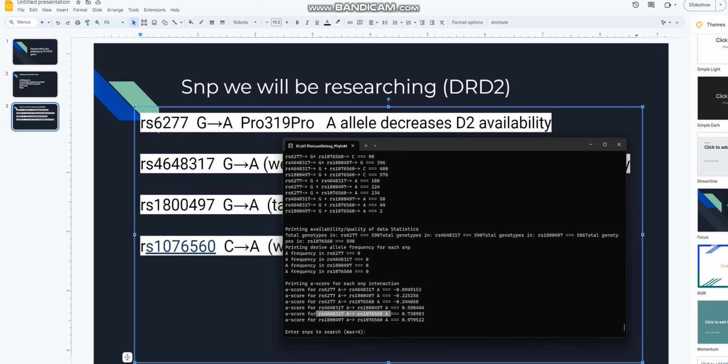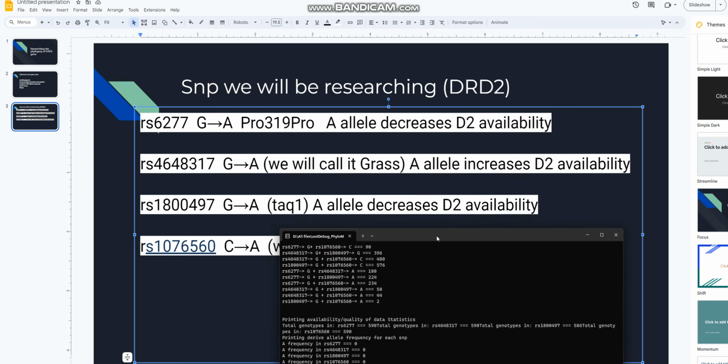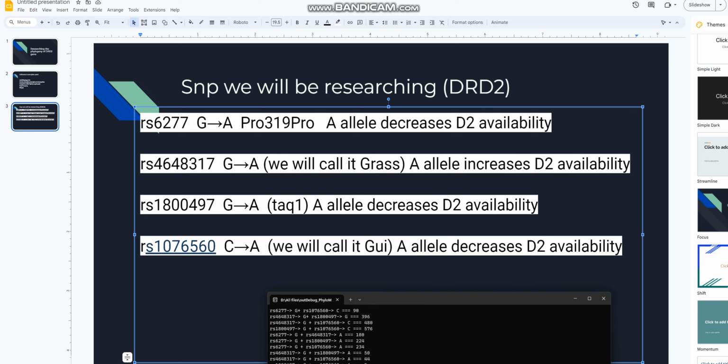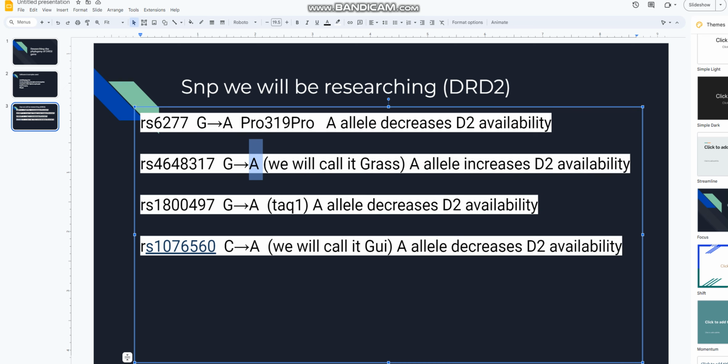And finally, the third strongest correlation is between GRAS-A and TAC1-A, right? So the A allele in GRAS is also strongly linked to the A allele in TAC1, which is once again interesting and contradictory, because the A allele in GRAS increases dopamine D2 receptor site availability, whereas the A allele in TAC1 does the opposite. It decreases dopamine D2 receptor site availability.